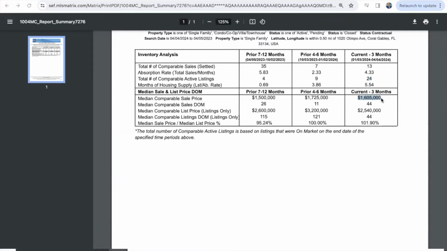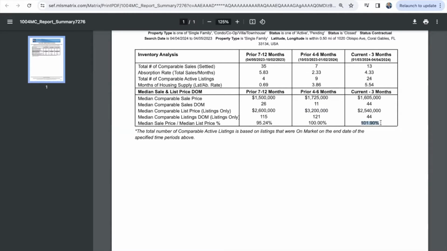So take a look. Sorry about that. Let me go back to where I was. There you go. Take a look at the prices. We went from 1,725,000 to 1,605,000. Our list prices went from 3.2 to 2.5. However, very interesting that you see here, out of those 13 sales that you had, on average, they were selling above asking price at almost 2% over asking price.